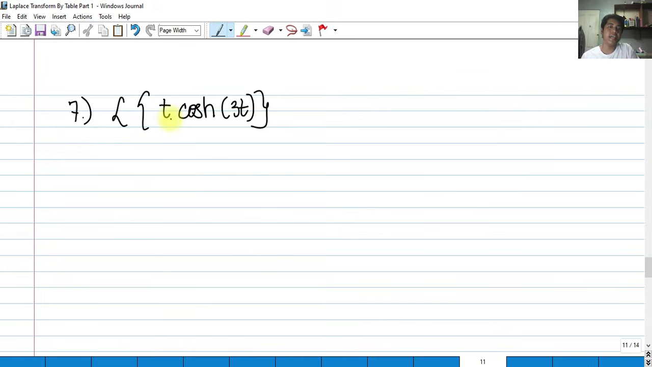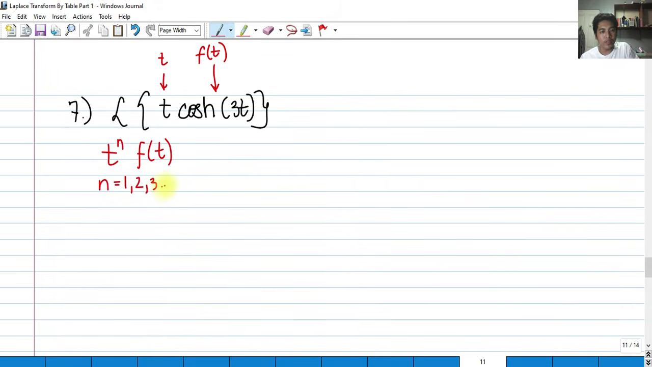As you can see here, this is t multiplied by some f of t, which turns out to be a hyperbolic function. So this would be our f of t, and this is simply our t. And our formula a while ago: if we have t raised to n multiplied by some f of t, where n is a positive integer, its Laplace transform is given by negative 1 raised to n times F raised to n of s, which means this n in our Laplace transform denotes the derivative.